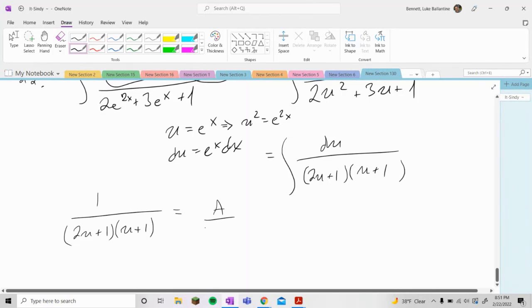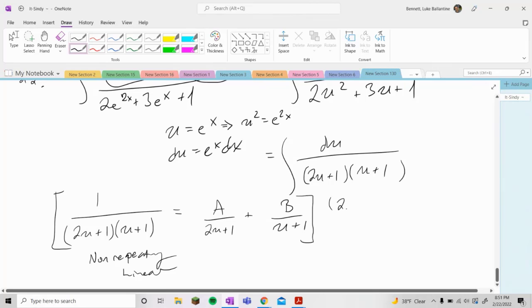This is A over 2u plus 1, right? This is non-repeating linear. And so this is plus B over u plus 1. Then we multiply this by our common denominator, 2u plus 1, u plus 1, so that this will cancel over here. We have 1 equals A times u plus 1 plus B times 2u plus 1.